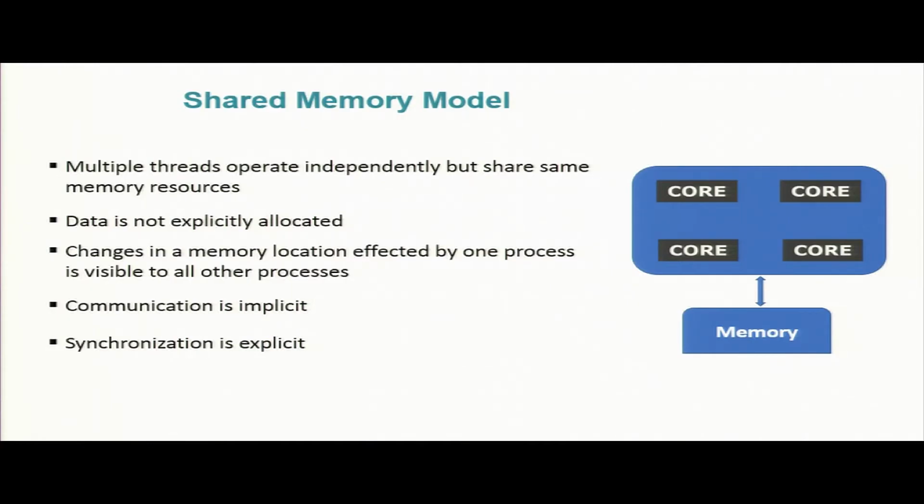We don't have to say that this data belongs to a given thread. Any thread can make any change to that data, and that would be visible to all other threads. This is how they share data among themselves, or we can say they communicate among themselves. Synchronization is explicit, so we'll talk more upon this.